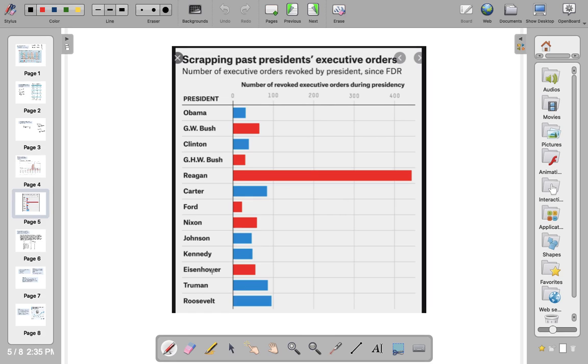If you look at this, this shows presidents from Roosevelt up to Obama. And this says number of executive orders revoked by president since FDR. So when Obama became president, he revoked a bunch of executive orders written by Bush. So they're revoking executive orders. Reagan revoked a lot of executive orders. So, basically you're revoking everything the previous president has done. You're erasing everything they have done, their legacy. So most presidents would prefer to pass a law, take a bill and make it into law because it is more permanent.